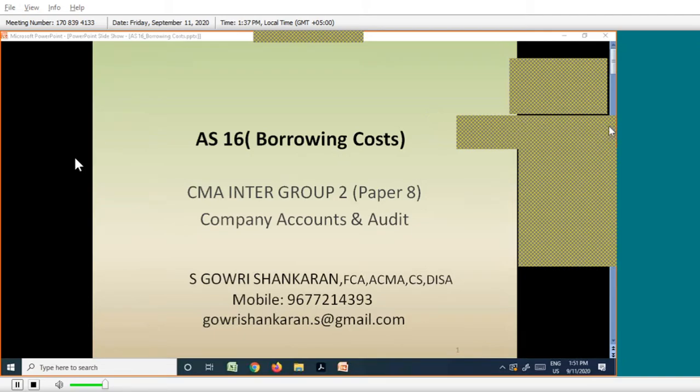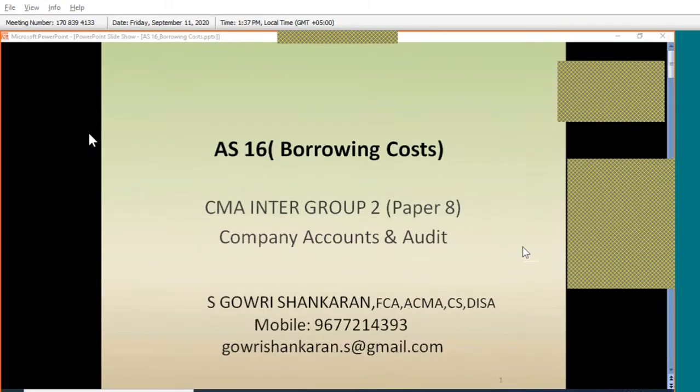If I am not debiting to P&L account, what is the other option available to me? What is your suggestion? I am paying interest regularly, yearly. But I am not allowed to debit to my P&L account because the matching concept is not followed. Then whatever I paid as first year interest, what should I do? As per you, what should I do?